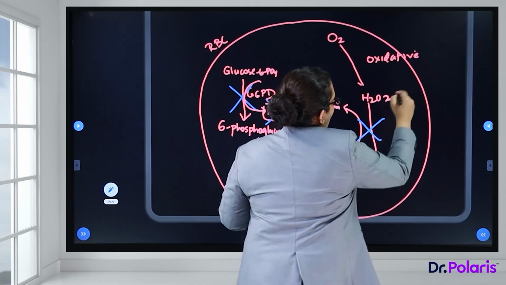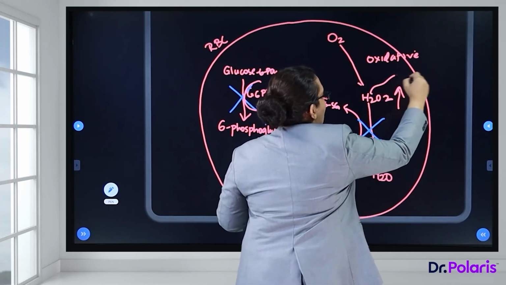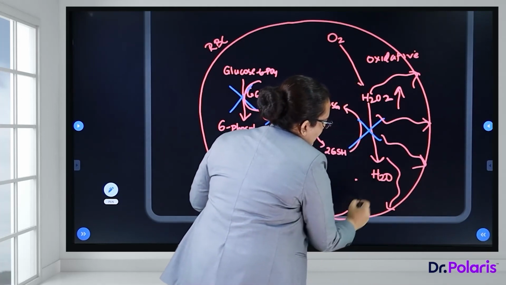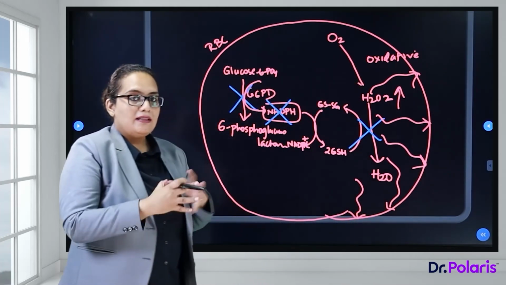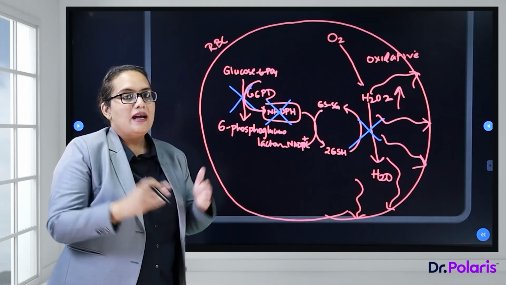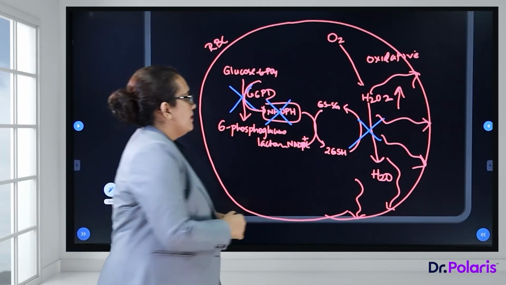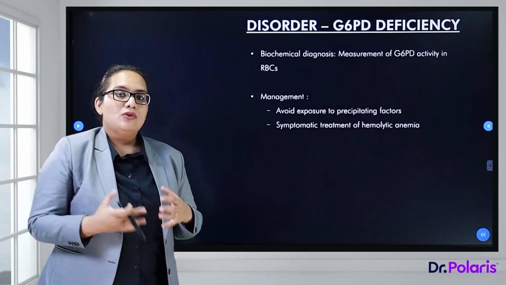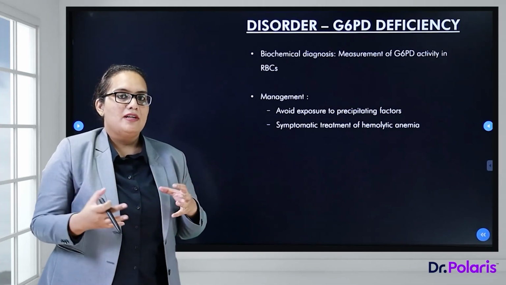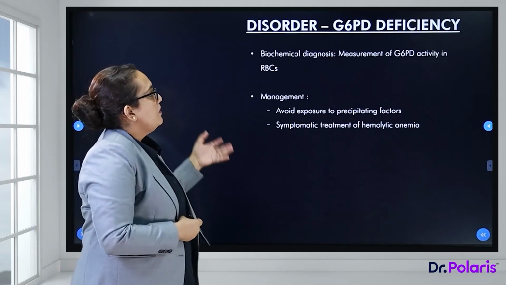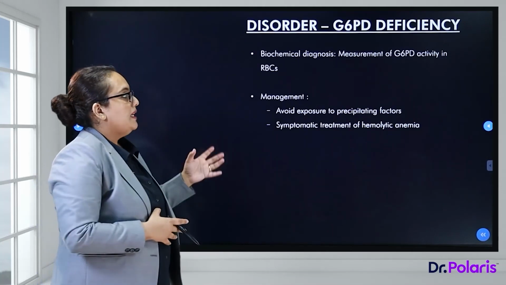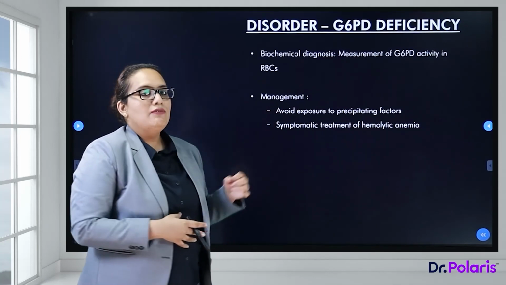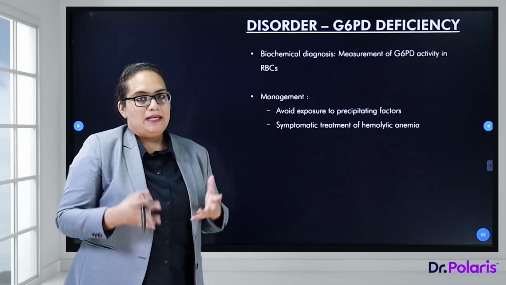Hence, the levels of hydrogen peroxide will increase and this can damage the RBC membrane, causing a break in the membrane, and the RBCs will get lysed and hence that can lead to anemia. So this was how G6PD deficiency can cause a lot of harm, especially in an event of oxidative stress. Now, the main biochemical diagnosis would be the measurement of the deficient enzyme in RBCs. If you measure the activity, you might find it is reduced or completely absent.